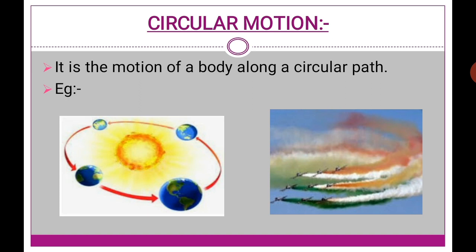You might have seen on Republic Day, these jets release the colors of our flag in the air in a circular manner. You can see a circle is formed. So this is an example of circular motion. The flying jets releasing the colors of our flag moving in a circular path is an example of circular motion.